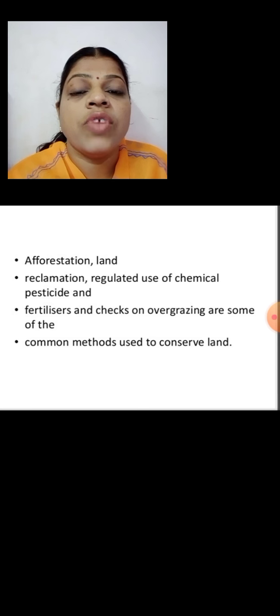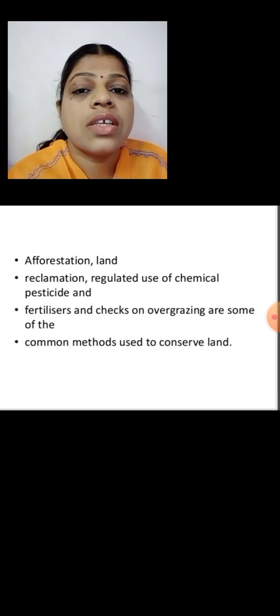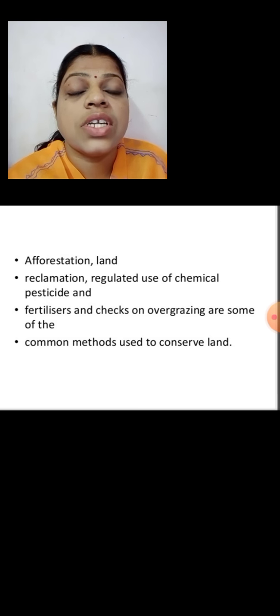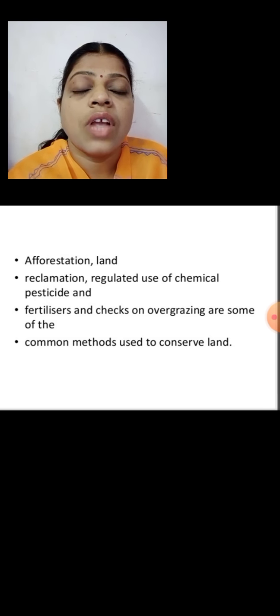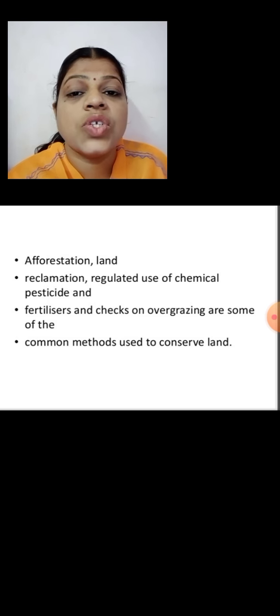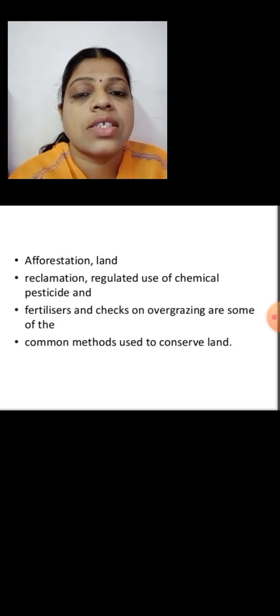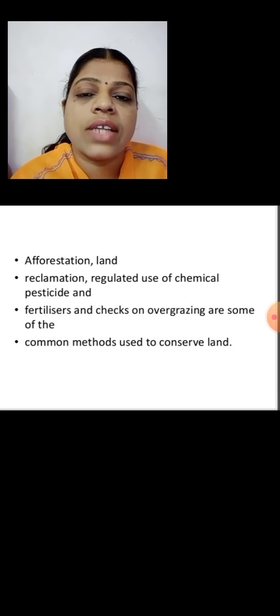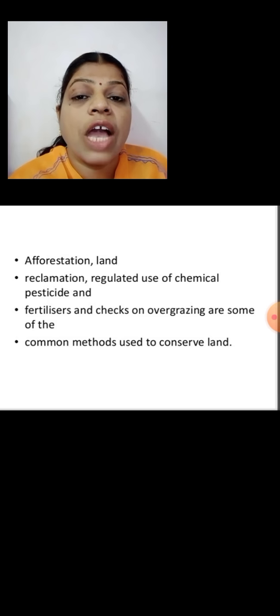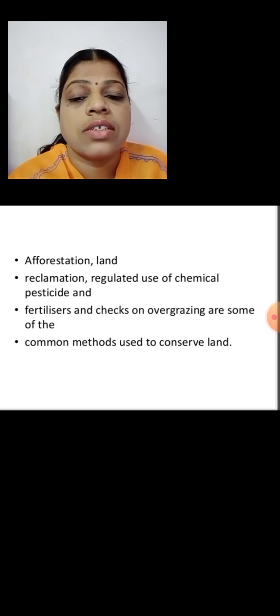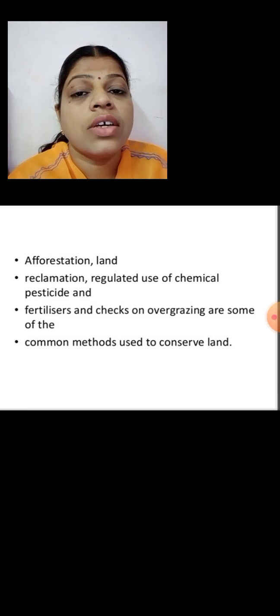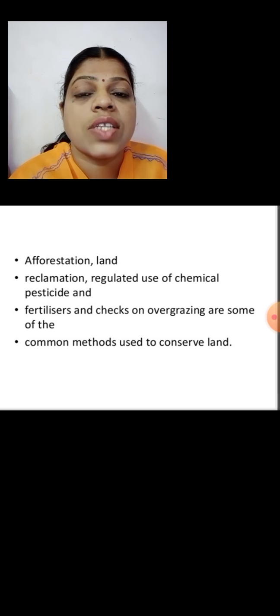So children, we know that this distribution of the land is very limited. And we know that there is an alarming growth of population. So we can see the mismatch between this growth of population and the distribution of the land. So what do we have to do for that? Yes, we have to conserve the land. And what are the various methods to conserve the land?